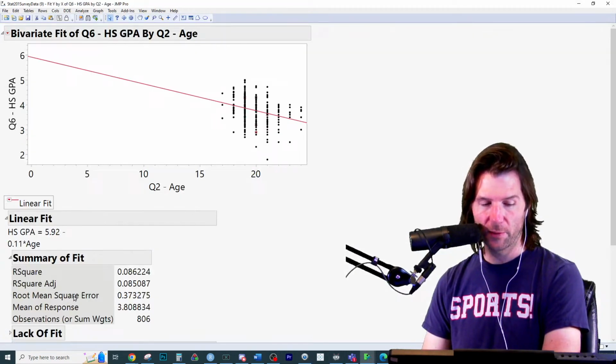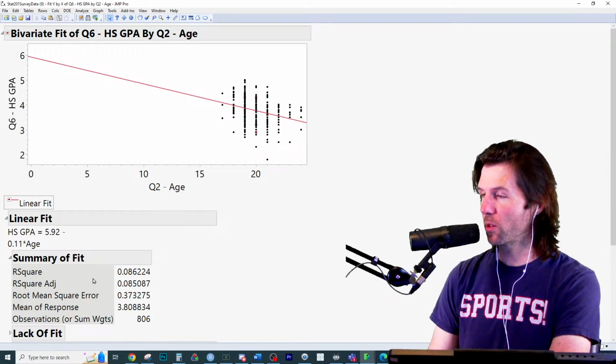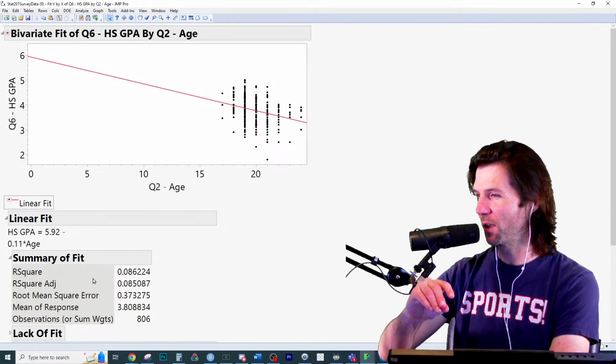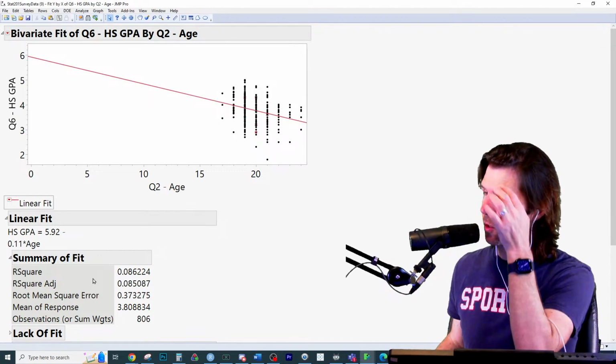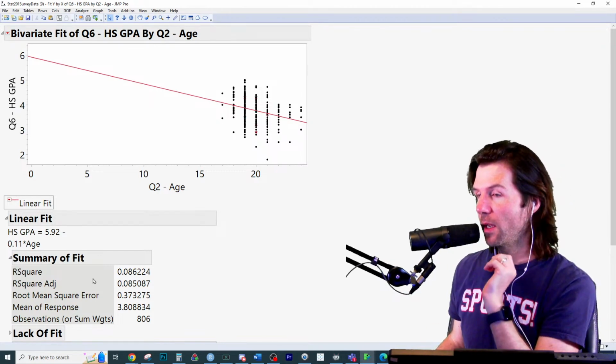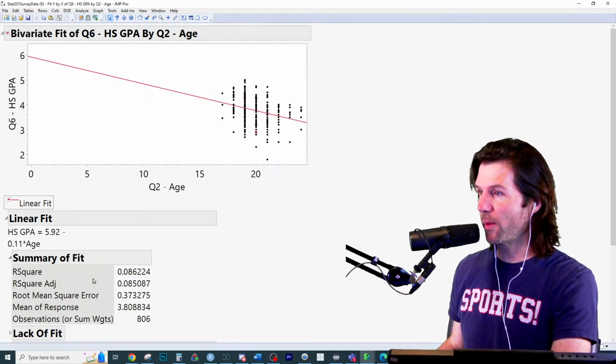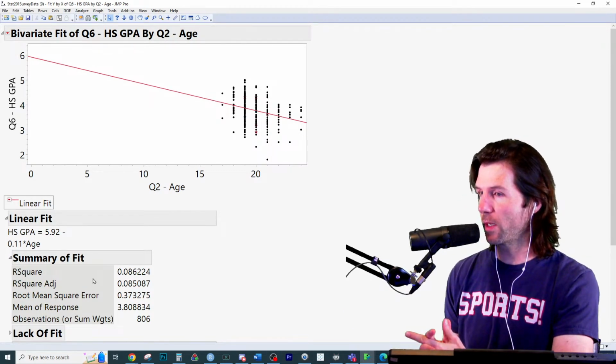The other model right here: for each additional year someone is older, we expect high school GPA to be lower by 0.11 on average. Throw a little on average in there. Especially yesterday, we went over the interpretations and gave the fill in the blanks. 8.6% of the variation in someone's high school GPA is explained by their age. It's an interpretation of R squared right there.